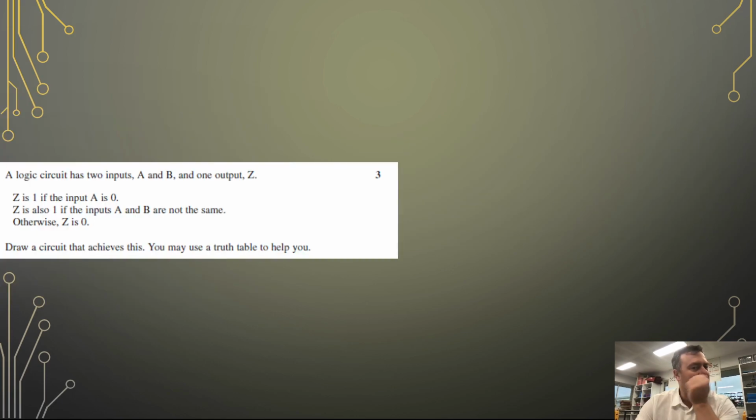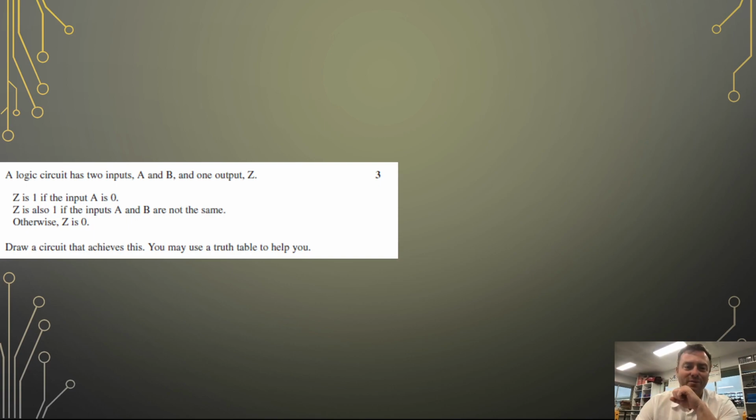Then this one here, a logic circuit has inputs A and B and one output Z. So if Z is 1, the output of A is 0. If Z is also 1 and the inputs A and B are not the same, otherwise Z is equal to 0. Draw a circuit. So you may draw a truth table.